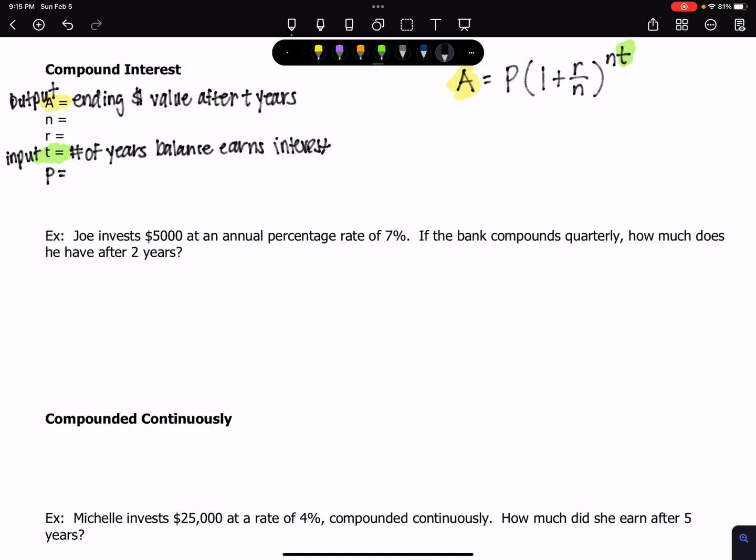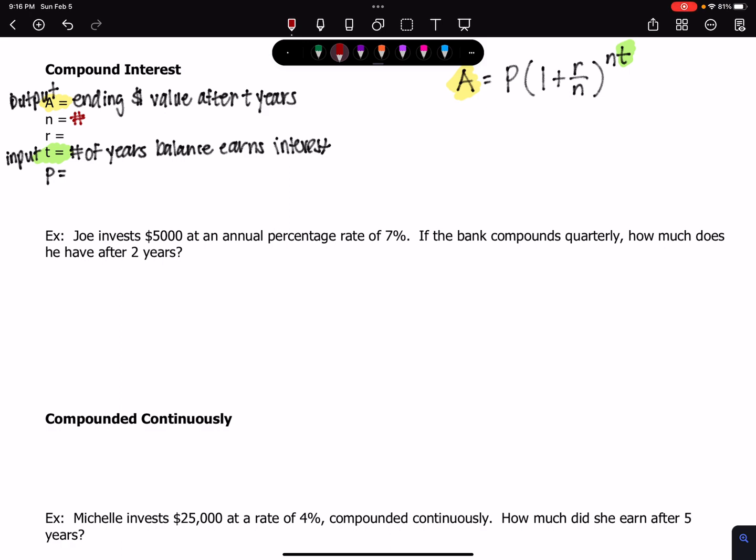So the rest of these letters, I'm going to write this in red, the rest of these letters are going to be called parameters. So these are things that we need to know before we create our function. These are things that the word problem is going to give us to fill in so that we can create that function.